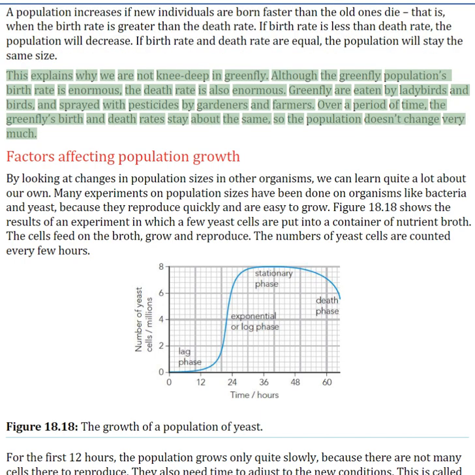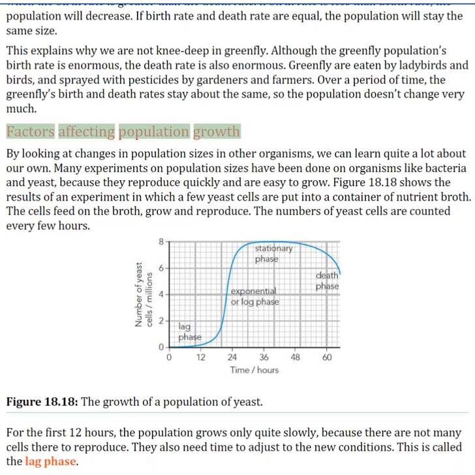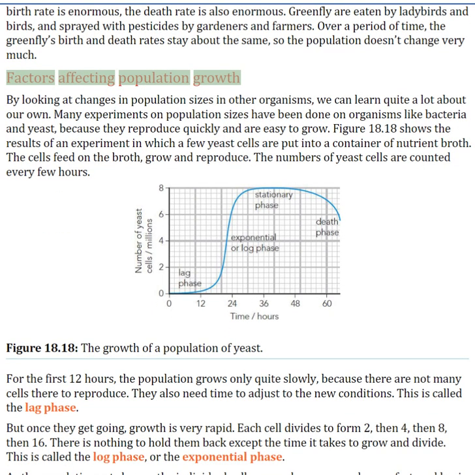This explains why we are not knee-deep in greenfly. Although the greenfly population's birth rate is enormous, the death rate is also enormous. Greenfly are eaten by ladybirds and birds and sprayed with pesticides by gardeners and farmers. Over a period of time, the greenfly's birth and death rates stay about the same, so the population doesn't change very much.